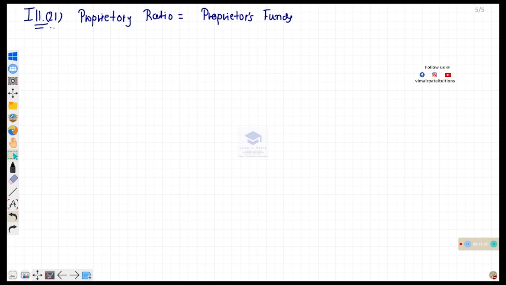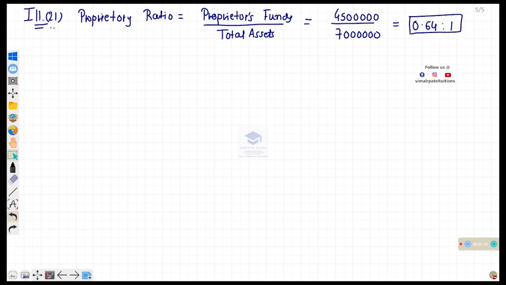Proprietor's fund or owner's fund, 45 lakh divided by 70 lakhs. So 0.64 is to 1.